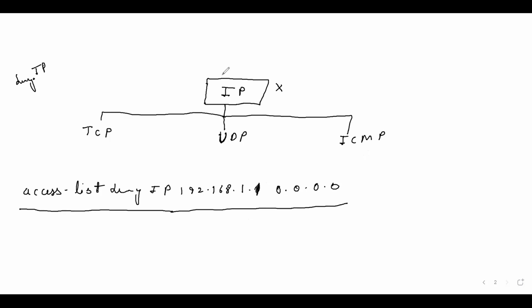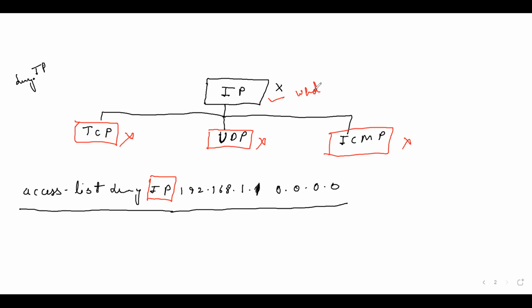See this IP. I hope you got the point of what I'm saying. If I say access list deny IP, I blocked this kind of traffic also. ICMP I also blocked, UDP I also blocked, TCP I also blocked. Almost the whole network I blocked. But extended gives us more flexibility.